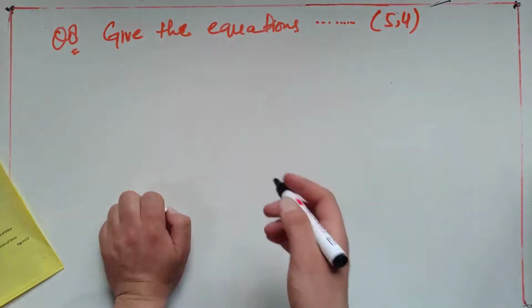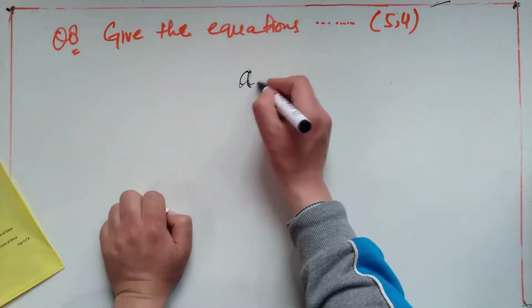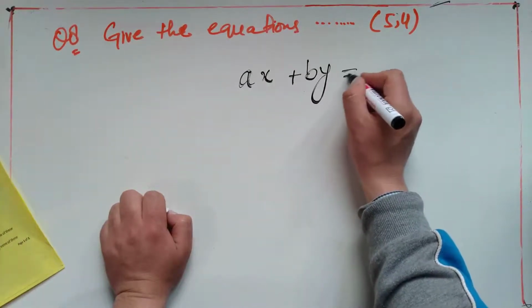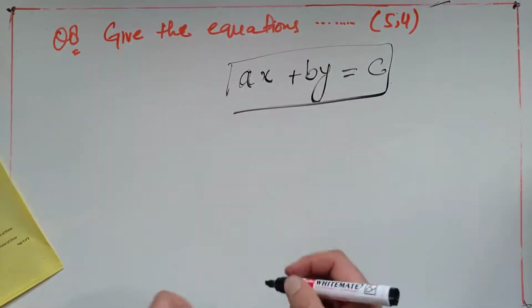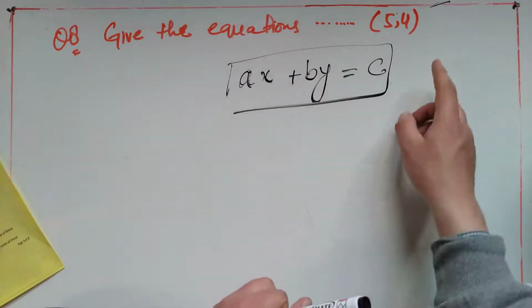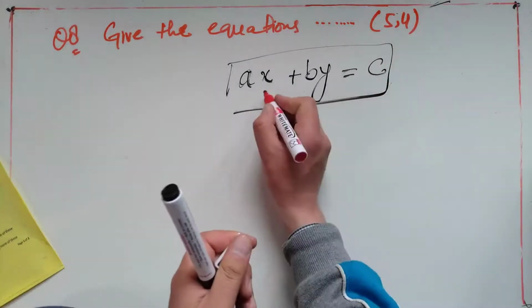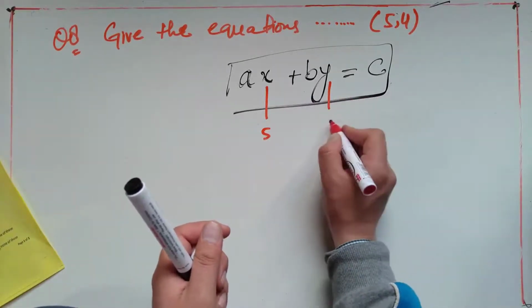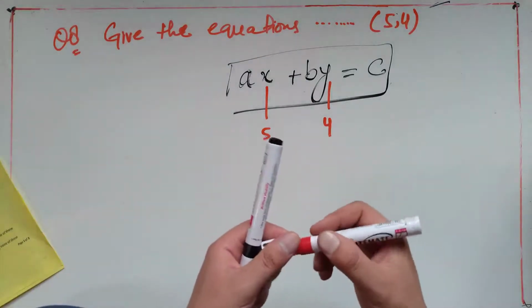We know that the linear equation in two variables in general form is written as ax plus by equals c. Now it says that the lines must always pass through (5, 4). That means the value of x should always be 5 and the value of y should always be 4. That's it. It should always be kept 5 and 4.